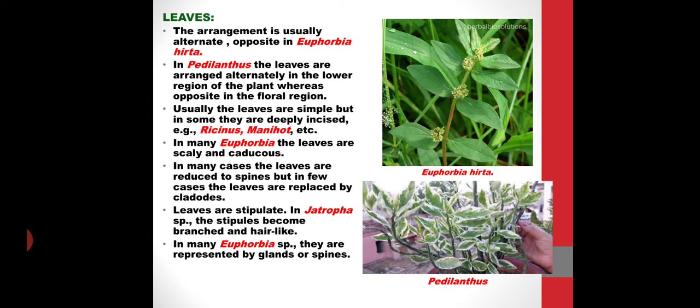Okay, so that's why this family may be asked for essay type questions, because we can see many variations in these characteristics. And leaves are stipulate in Jatropha species, that is avanak in Malayalam. Jatropha, it is not avanak, that is Jatropha, kadalavanak. Okay, and the stipules become hair like, and in Euphorbia species they are represented by glands and spines.